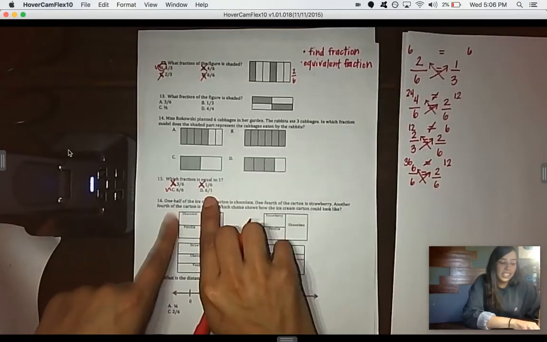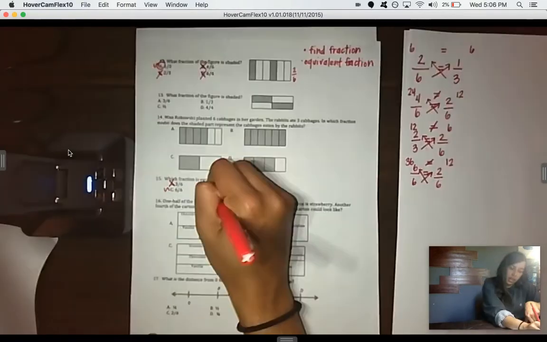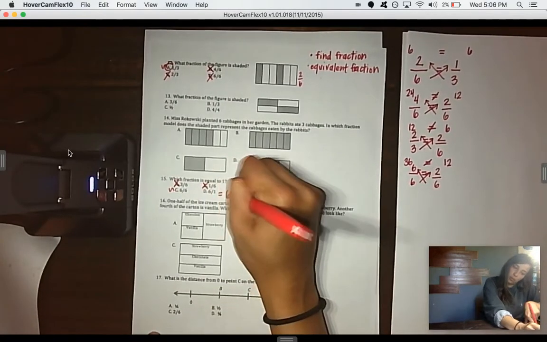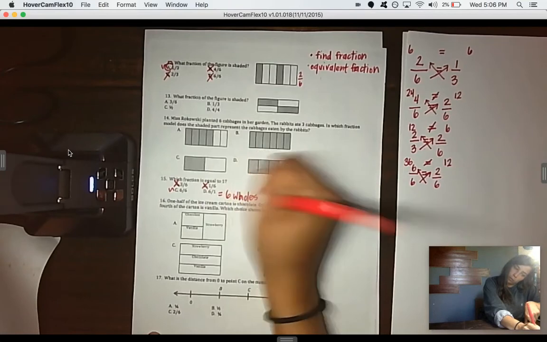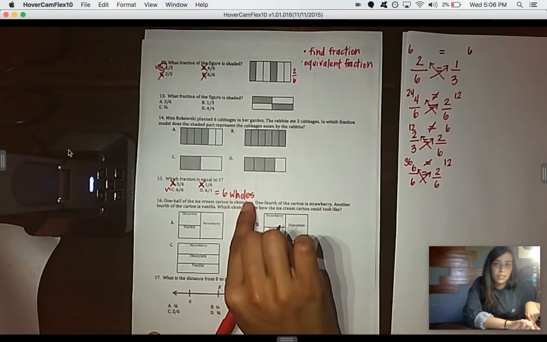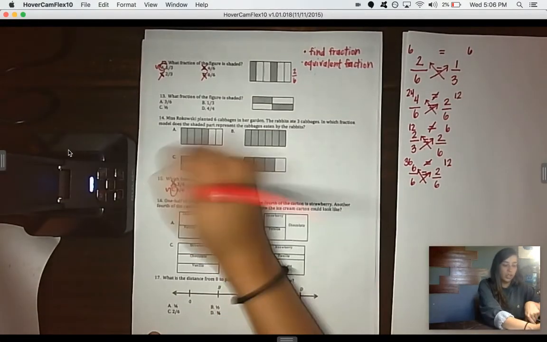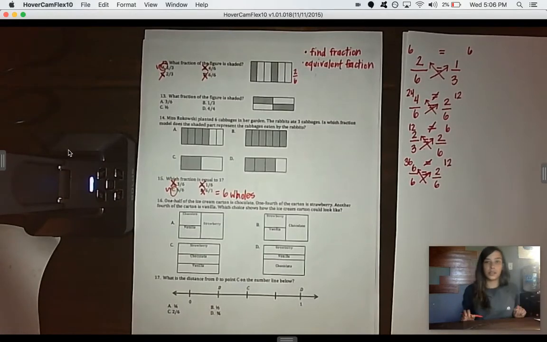And then D says 6/1. Well, 6 divided by 1 is equal to 6 wholes. And 6 wholes does not equal the same as 1 whole. If I eat 6 whole pizzas, I did not just eat 1 whole pizza, I ate 6. So I can slash the trash on D, and C would be the best option.